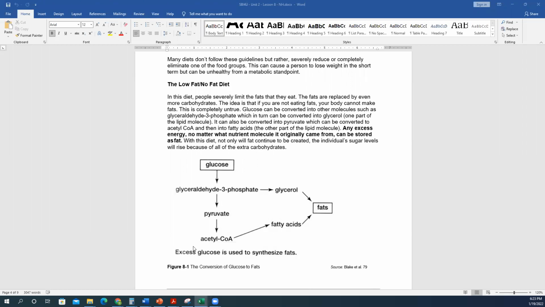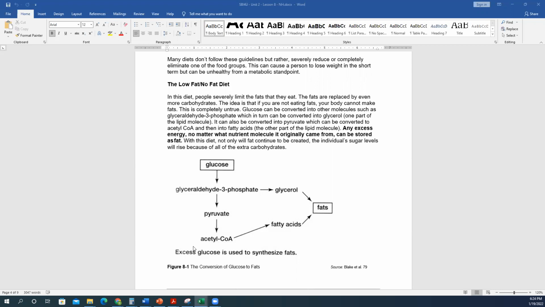And as we know, this is completely, absolutely untrue, because glucose can be converted into other molecules such as glyceraldehyde 3-phosphate, which can then be converted into glycerol, which is a part of the lipid molecule. And it can also be converted into pyruvate, and the pyruvate can be converted into acetyl-CoA, and acetyl-CoA into fatty acids, which is the other part of lipid molecules. So really, you have all the resources present to create fat. Any excess energy, no matter what nutrient molecule it originally came from, if it's in excess of what you need, will get stored as fat.